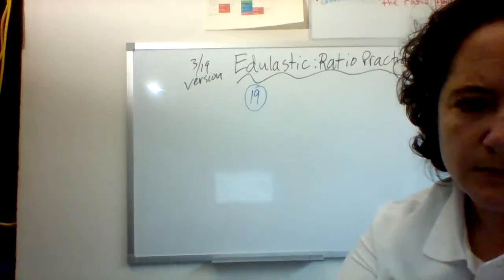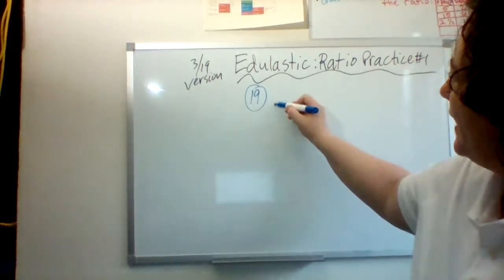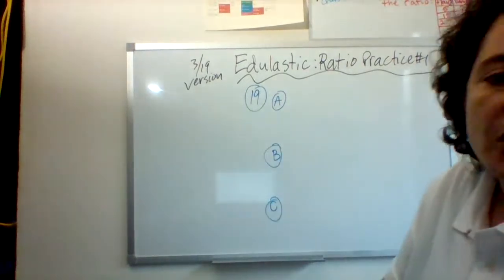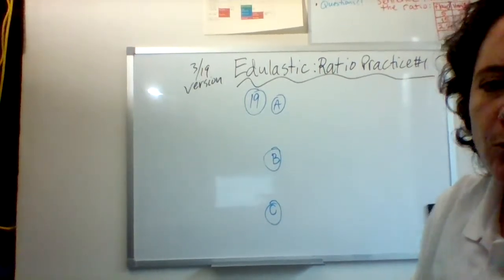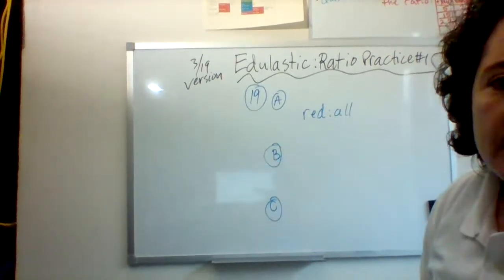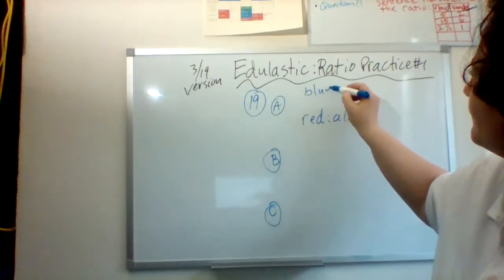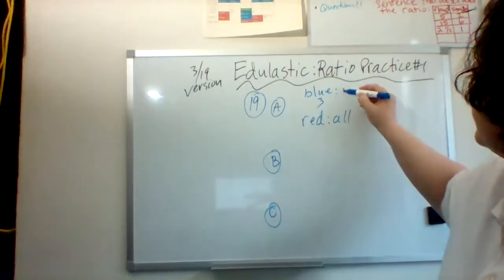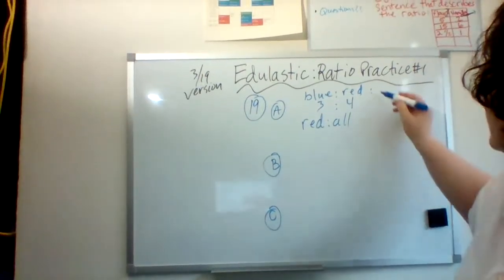For number 19, it says that there's a part A, a part B, and a part C. Part A says write the ratio of red to all. They want red to all. In the beginning, they say that there are 3 blue rings, 4 red rings, and 8 yellow.